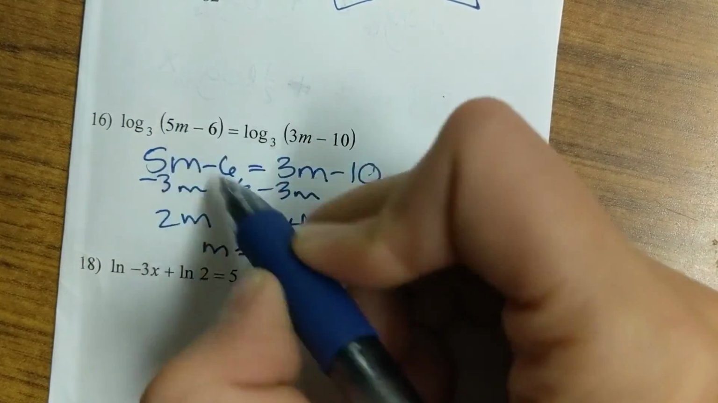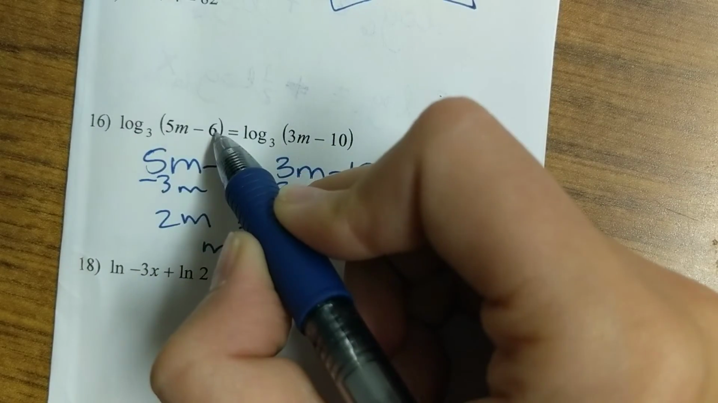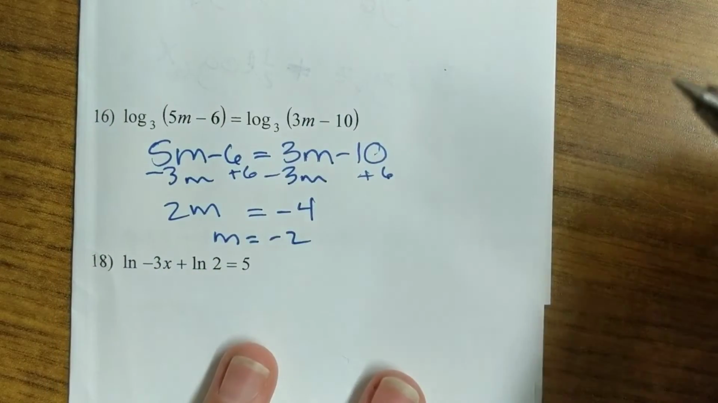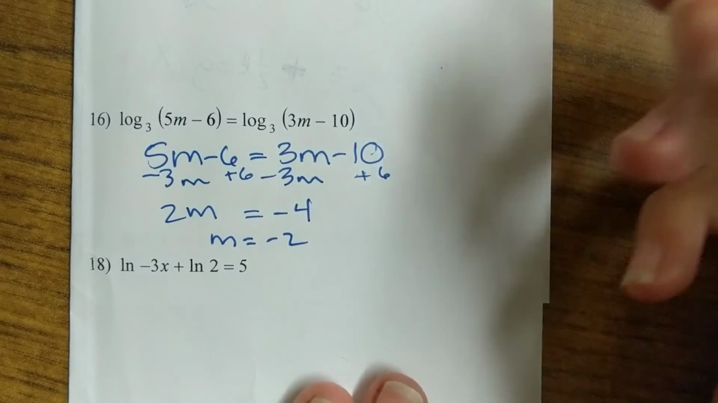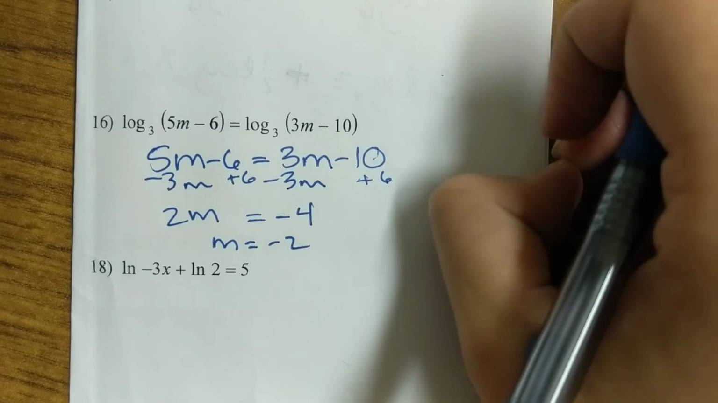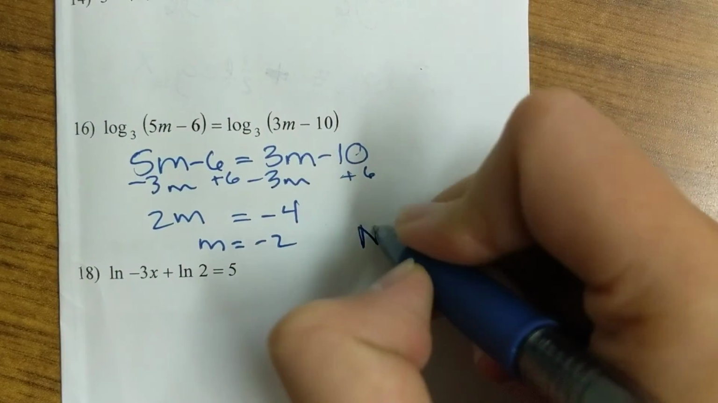Let's check this one. When we put negative 2 in for the m, that's a negative 10, minus 6 is negative 16. So already when I plug in negative 2 for this m, we are getting a negative in the argument, and that can't happen. So negative 2 is actually not a solution. And since that was the only option we got, there is no solution to this equation.